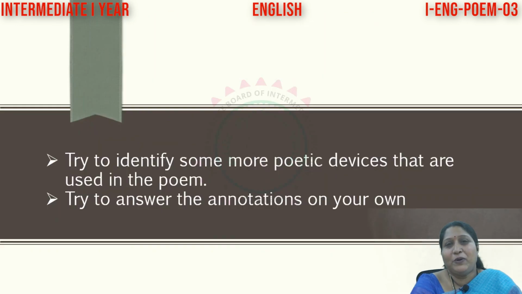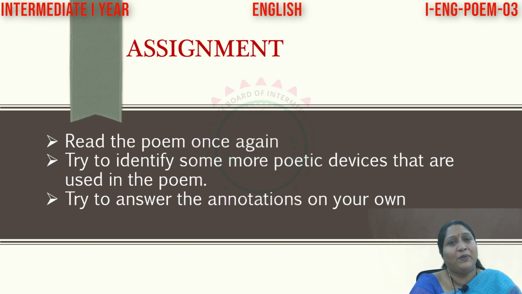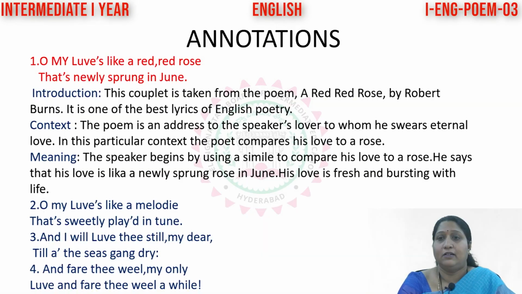So children, I hope you all understood the poem. Here is a small assignment for you. Take a look at it. I want you to read the poem once again. Try to identify some more poetic devices that are used in this poem and also try to answer the annotations on your own. Okay, children, having learnt about the poem, let me take you through the annotations that you will be attempting in the exam.